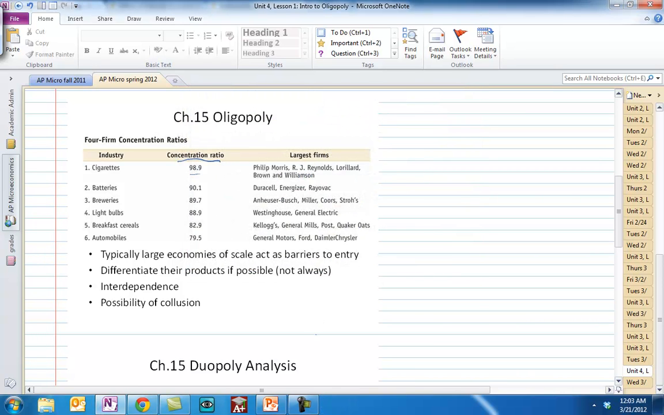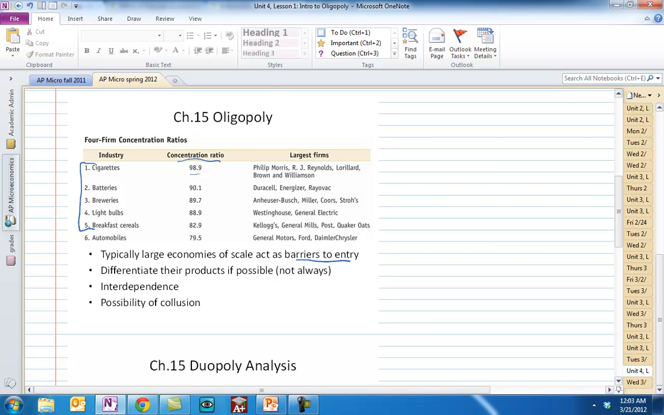Typically, what is making them an oligopoly instead of, say, a monopolistically competitive industry is that you've got large economies of scale that are acting as barriers to entry. For instance, with most of these examples here, we're just talking about distribution, especially cigarettes through breakfast cereals. You know, the cost of production or the capital needed to start a firm that produces these things is maybe not that great. You know, you could produce your own light bulbs today at a relatively low cost.